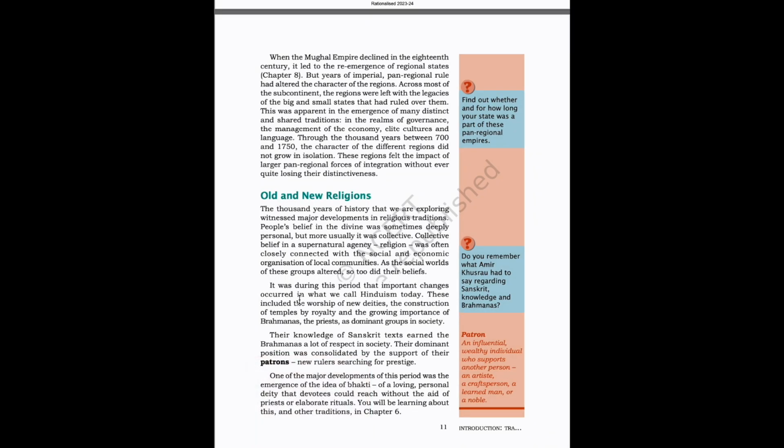It was during this period that important changes occurred in what we call Hinduism today. These included the worship of new deities, the construction of temples by royalty, and the growing importance of Brahmanas, the priests, as dominant groups in society. Their knowledge of Sanskrit texts earned the Brahmins a lot of respect in society. Their dominant position was consolidated by the support of their patrons, new rulers searching for prestige.